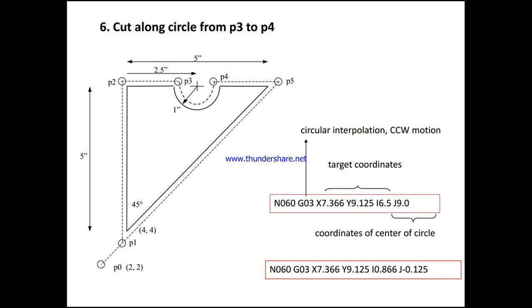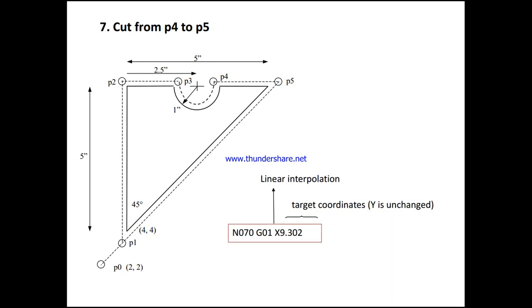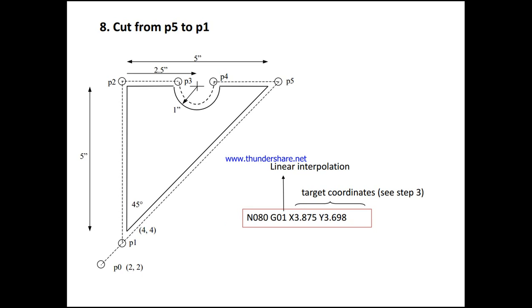So that is what we have, and from P4 to P5 we have linear interpolation. With respect to P4 to P5, x is equal to 9.302, where y is unchanged here, it remains constant. So 5 to 1, where x is 3.875 and y is equal to 3.698. So that is the next one we have.